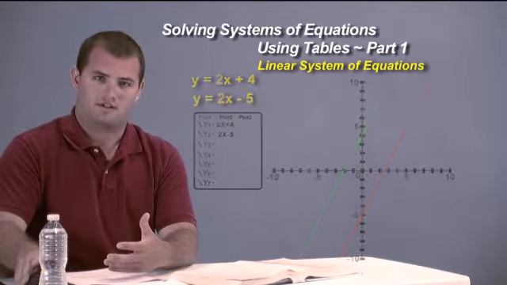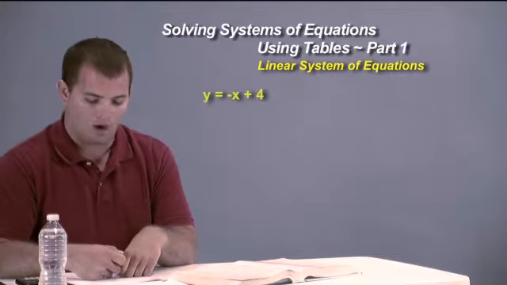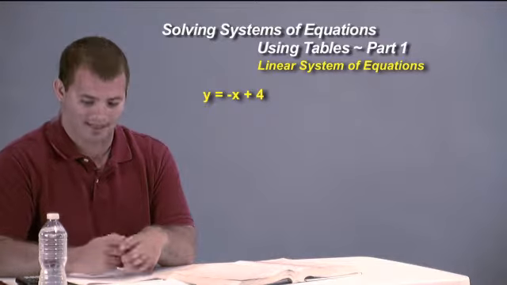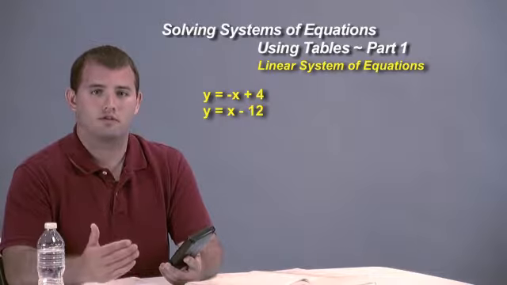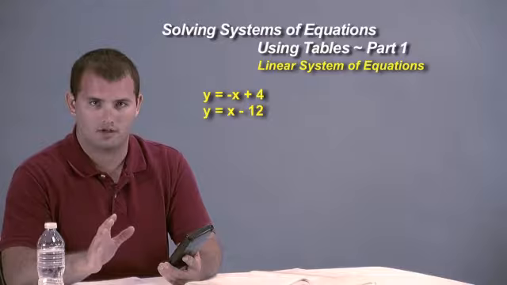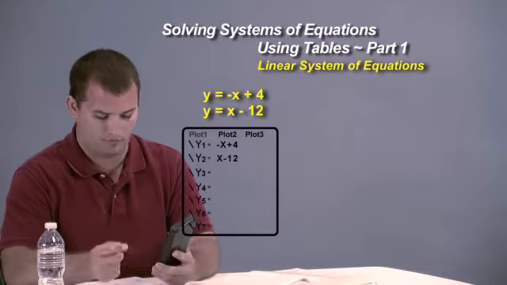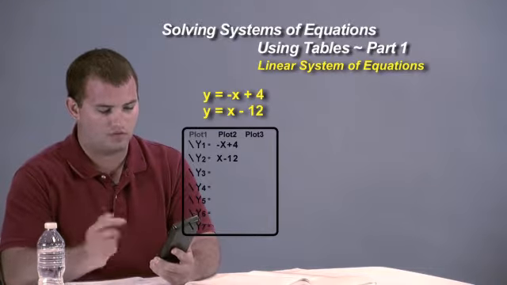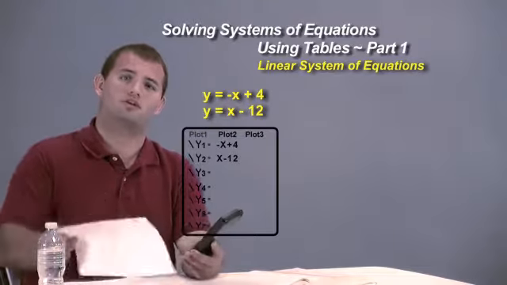Now let's look at another example. We have two equations. One is given as y equals negative x plus 4, and the second equation is y equals x minus 12. Fortunately for us, both of these equations are already y equals, so we can just punch those into our calculator right now. So my first equation will be negative x plus 4, and then my second equation will be x minus 12. Okay?